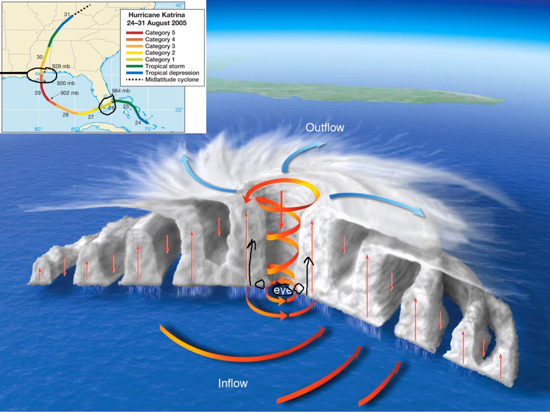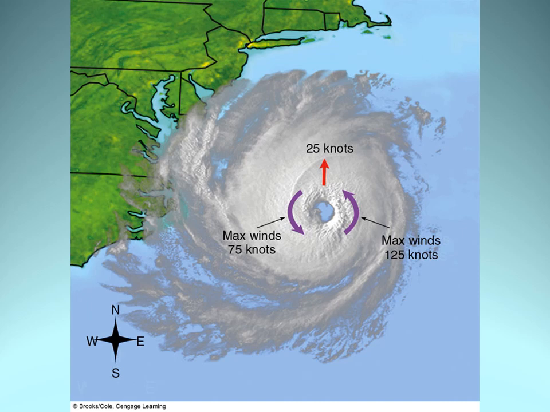Now, hurricanes, because of the Coriolis effect, will rotate counterclockwise in the northern hemisphere. Notice that the outflow on top, which comes out of a high pressure system on top, is flowing clockwise. But the majority of this system is counterclockwise. Not all parts of a hurricane are the same.